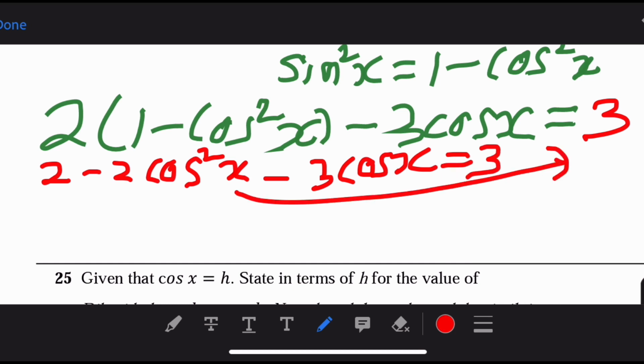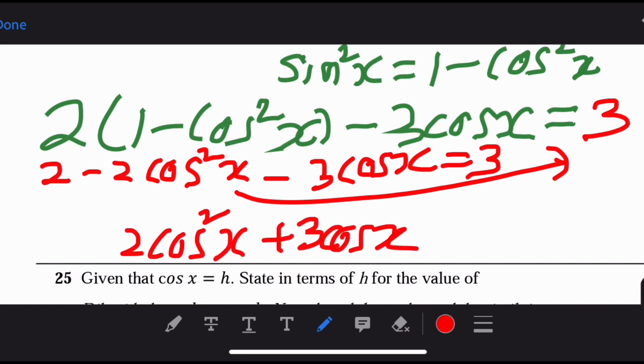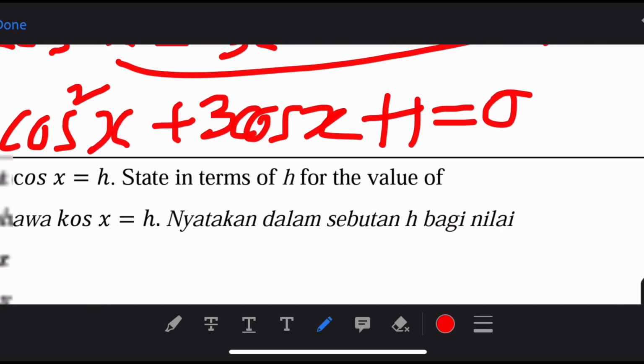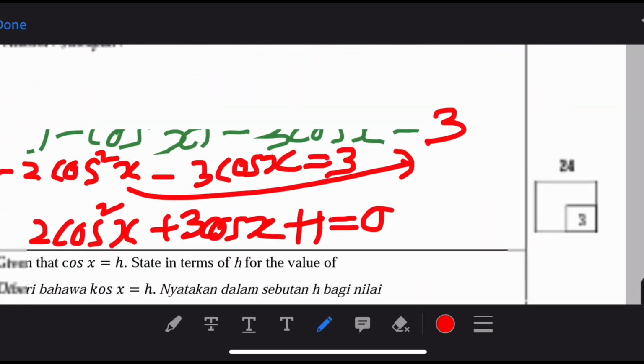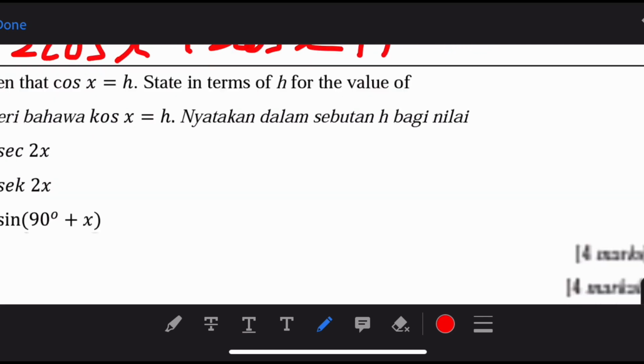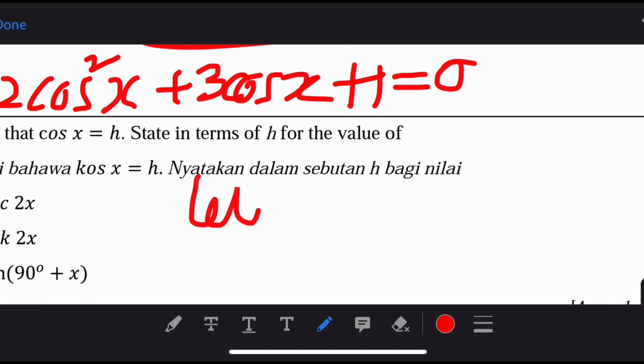And then I have to write it again in general form. So rewrite the equation in general form before you can factorize your quadratic equation. Okay, so now you can press your calculator. You just put the a is 2, the b is 3, and the c is 1.